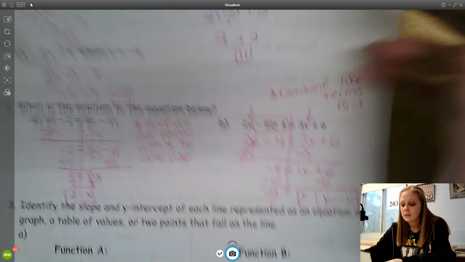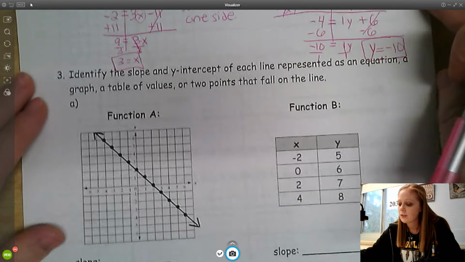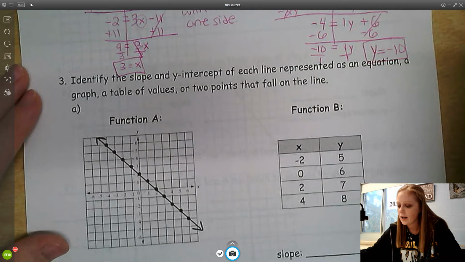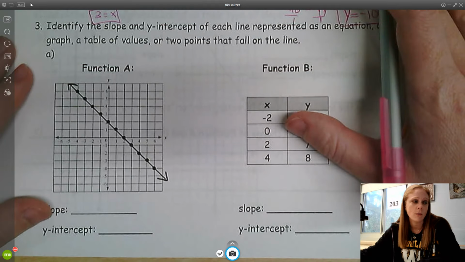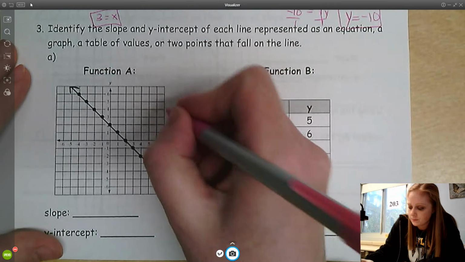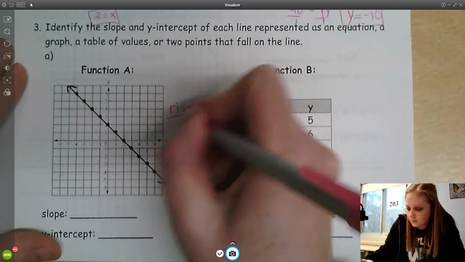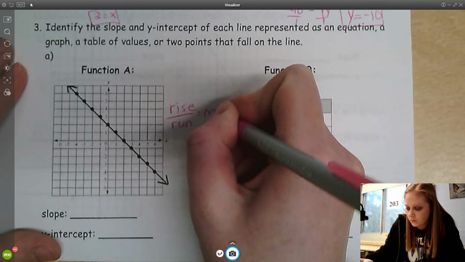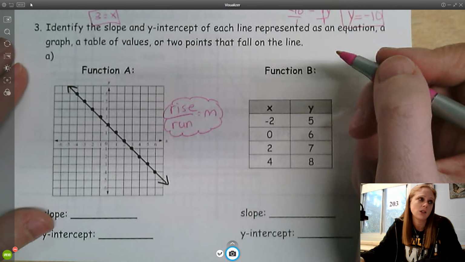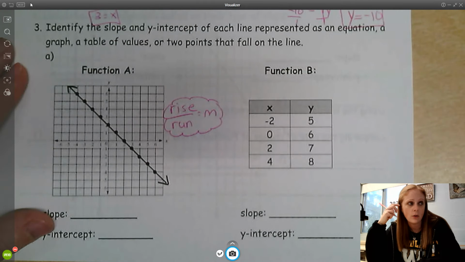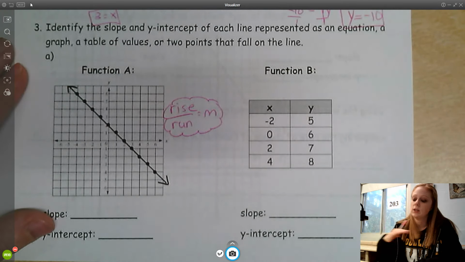Okay, number 3. Identify the slope and y-intercept of each line represented as an equation, a graph, a table of values, or 2 points that fall on the line. All right, so first up we have a graph. To find the slope from a graph, you have to do rise over run. Change in y over change in x. The change in y would be the rise, the up and down. The change in x is the run when you go side to side.